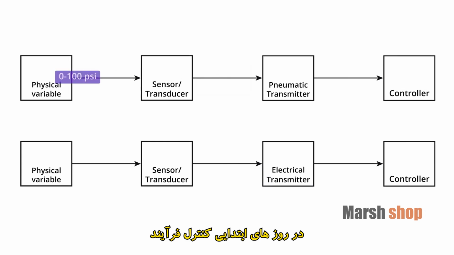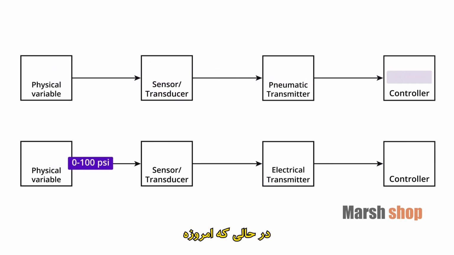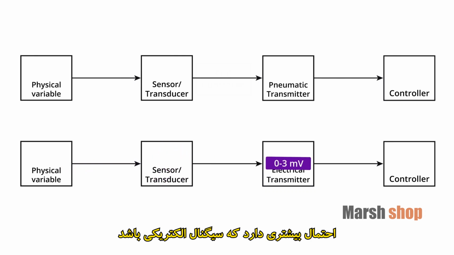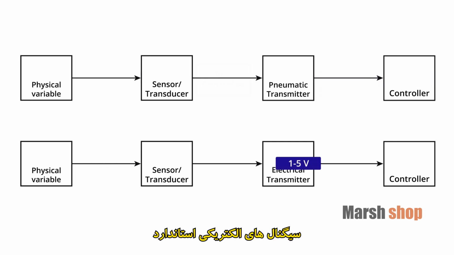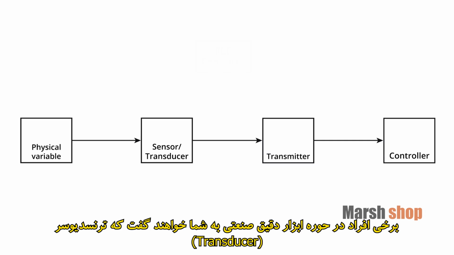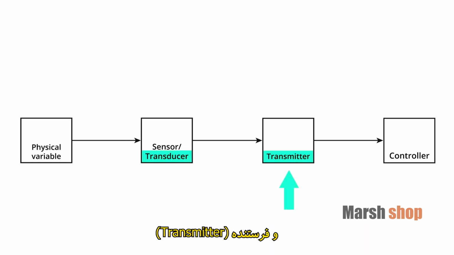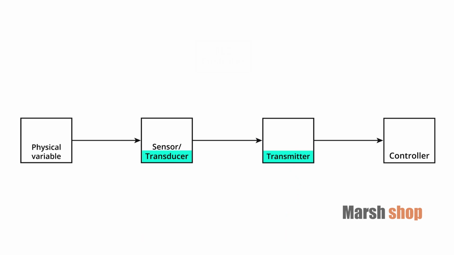In the early days of process control, the standard instrumentation signal was pneumatic, while today it is more likely to be an electrical signal. The standard pneumatic signal is 3 to 15 psi. The standard electrical signals are 1 to 5 volts or 4 to 20 milliamps. And just to add a bit more confusion to the term transmitter, some people in the industrial instrumentation field will tell you that a transducer and a transmitter are the same thing, and therefore the terms are interchangeable.